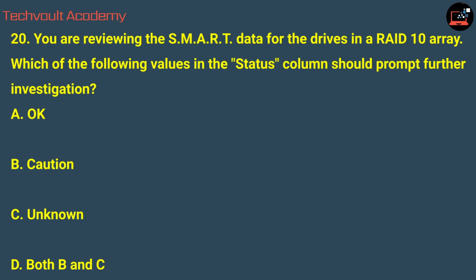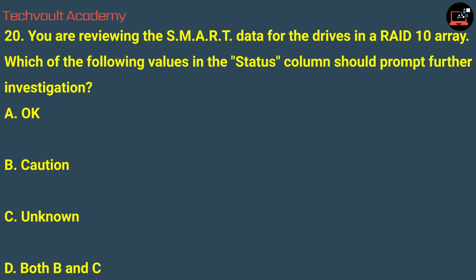20. You are reviewing the SMART data for the drives in a RAID 10 array. Which of the following values in the status column should prompt further investigation? A. OK. B. Caution. C. Unknown. D. Both B and C.